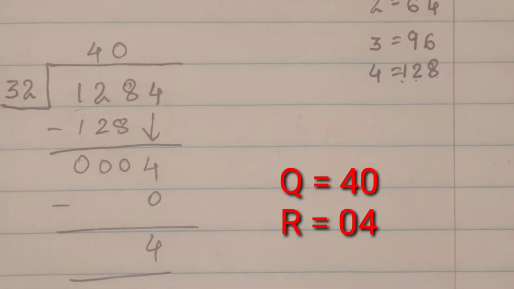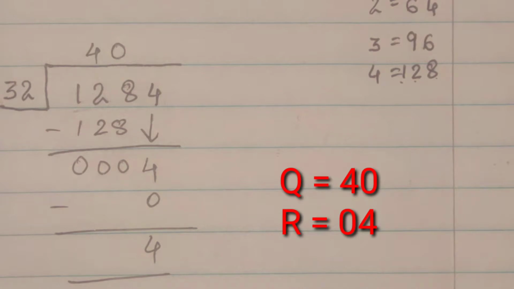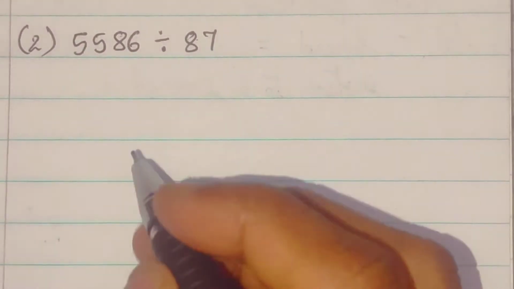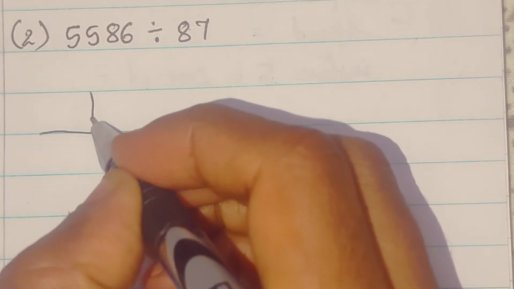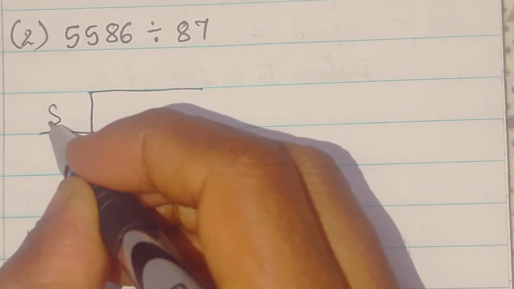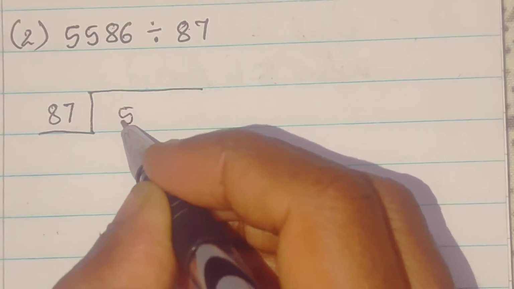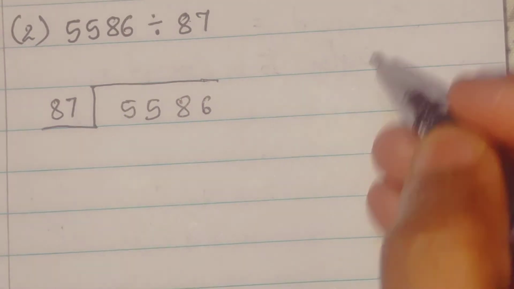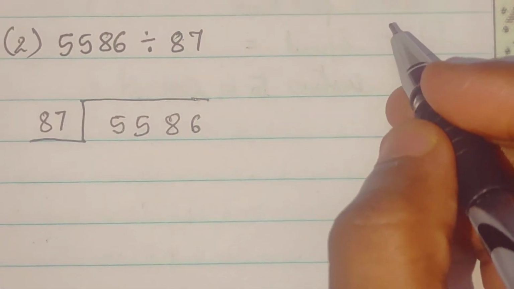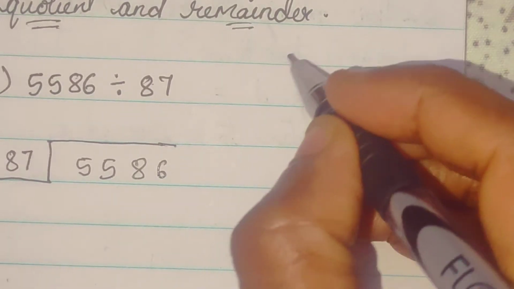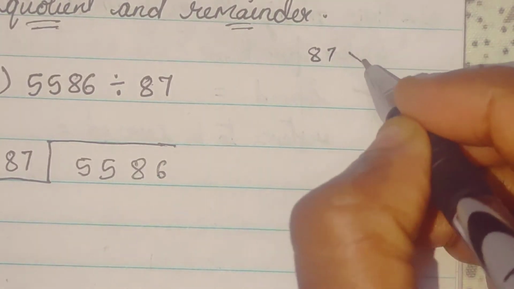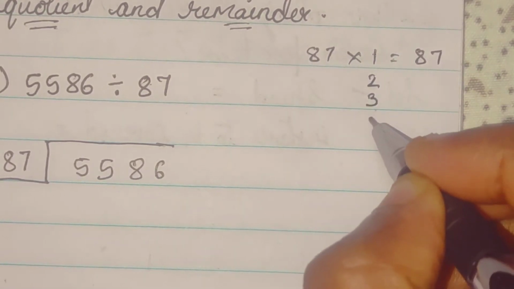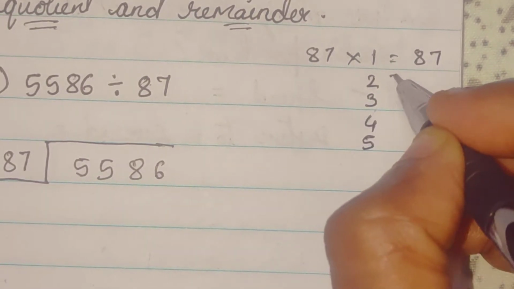Question is 40 and remainder 4. Now see second question. So here 87 is the divisor, 5586 is the dividend. So now we have to write table of 87. So in rough column, 87 ones are 87, then 2s are, 3s are, 4s are, 5s are.